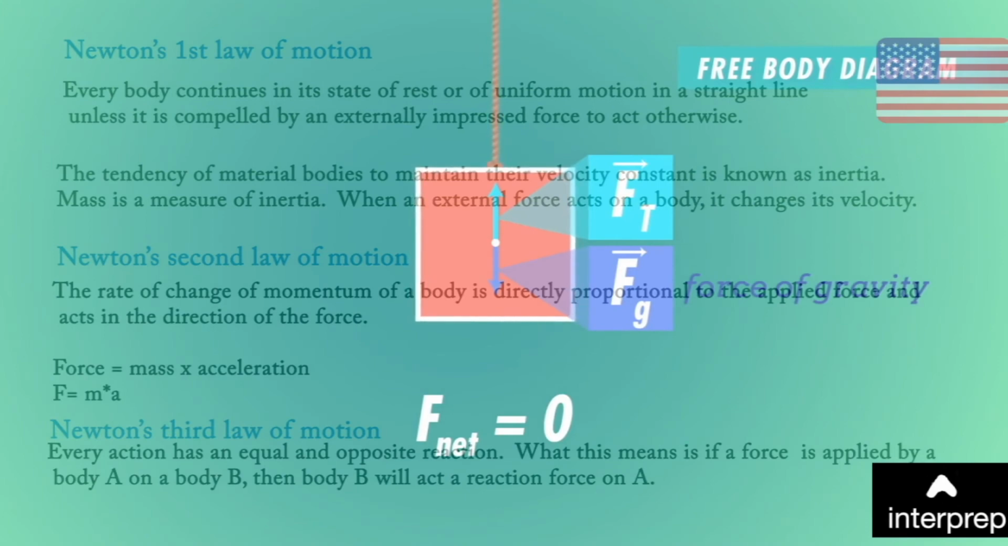Even if we remove the desk and hang this block by a rope, the net force will still be 0, since the block still has 0 acceleration. Just that the normal force has been replaced by a tension force, acted by the rope, which has the same magnitude as the gravitational force.